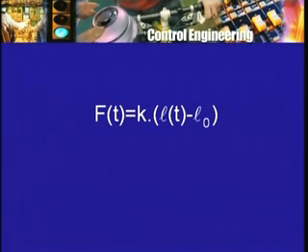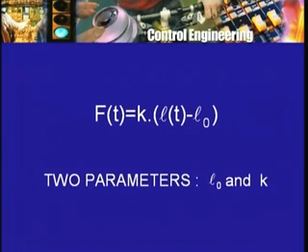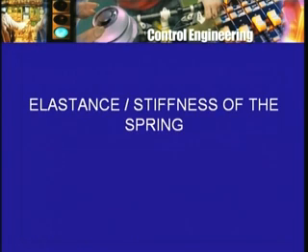And of course I should once again put F of t, the force acting on the spring, the force of tension or the force of compression, is given by k, the coefficient k, into Lt minus L0, and the spring has two parameters associated with it. One is the free length of the spring and the other is the coefficient k, which is also sometimes called the spring constant, or the coefficient of elastance or elasticity of the spring.